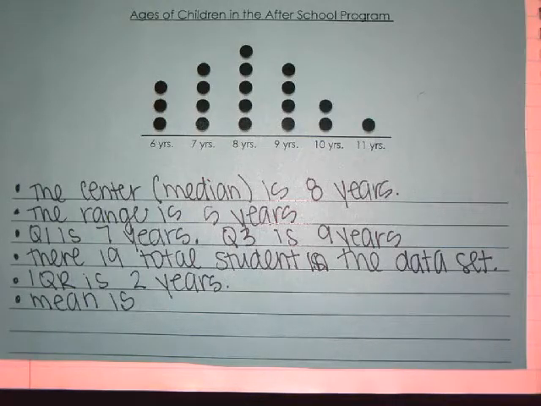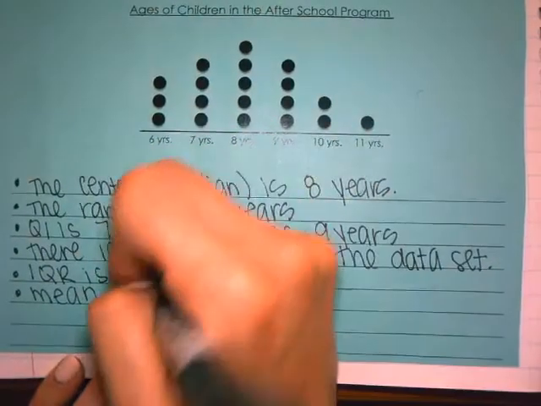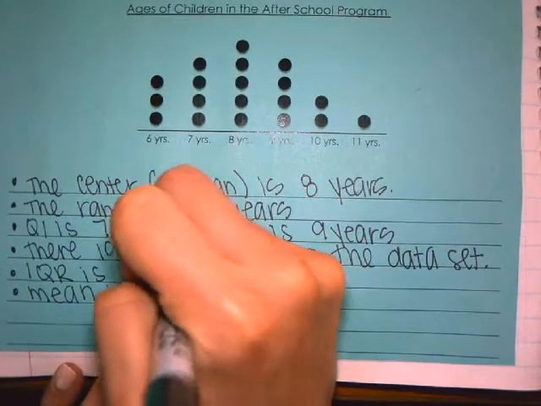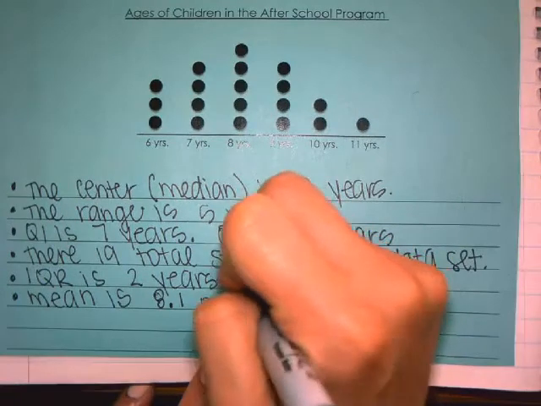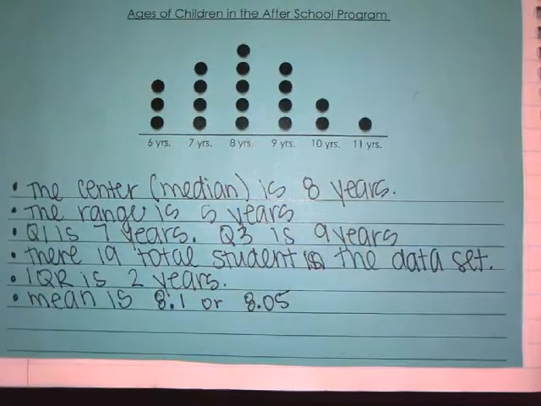Okay, who wants to tell me what they got? The mean is what, Joe? 3.2. Nope, too small. 31.1. No, too big. Cooper? 8.1. So I would have accepted 8.1 or 8.05. I would have accepted that as well.